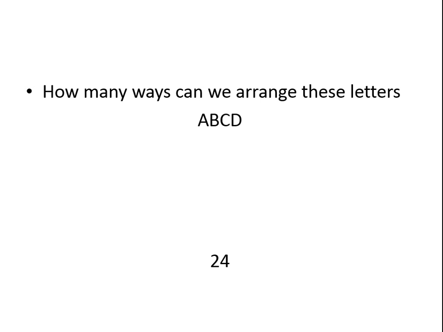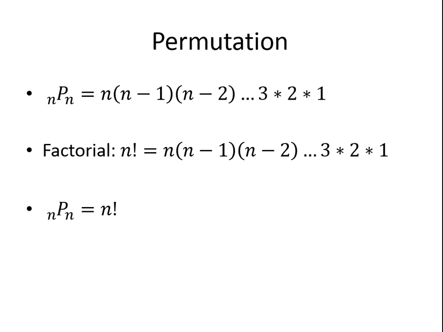Okay. Now, let's say instead of having just 4, what if we wanted to do the entire alphabet? Now, see, that's where it becomes difficult. And we don't want to just try to do it by ourselves. So, that's why we have something called a permutation. What a permutation is, is taking two numbers: a total number and how many you want from the total. So if you want a subgroup of a larger group.